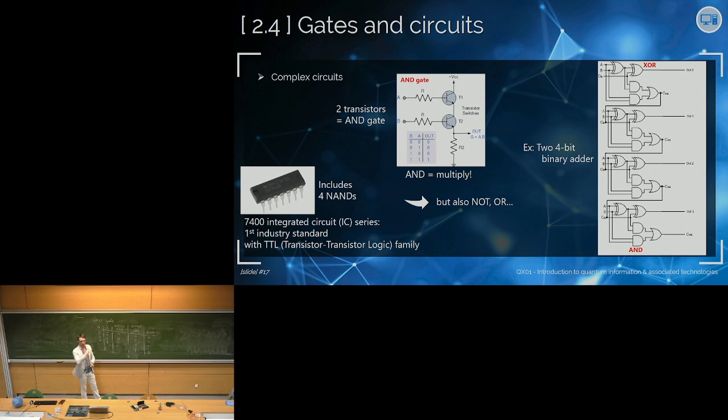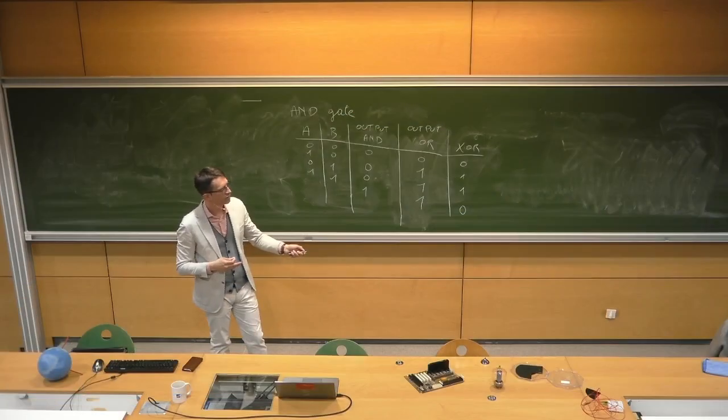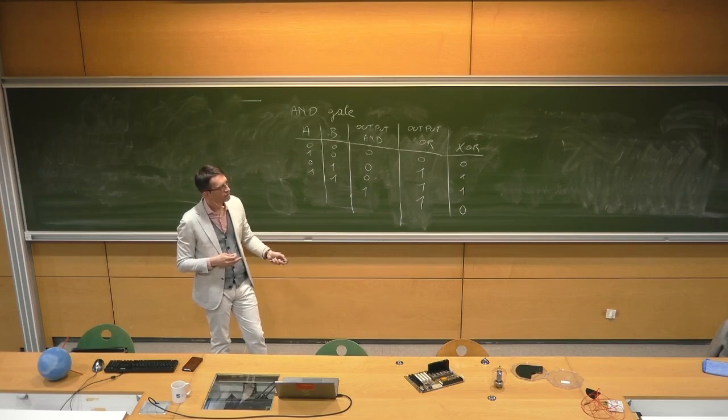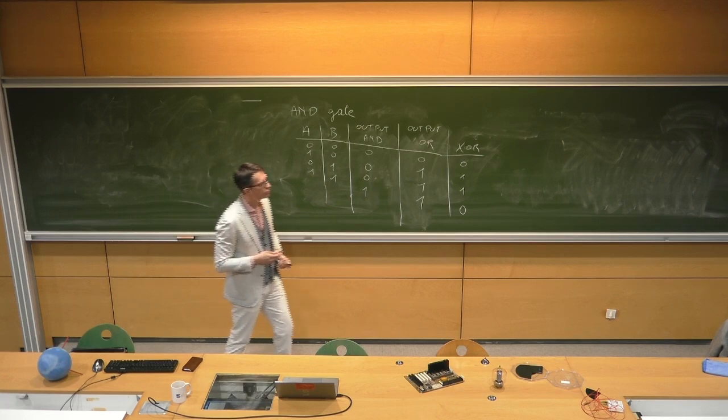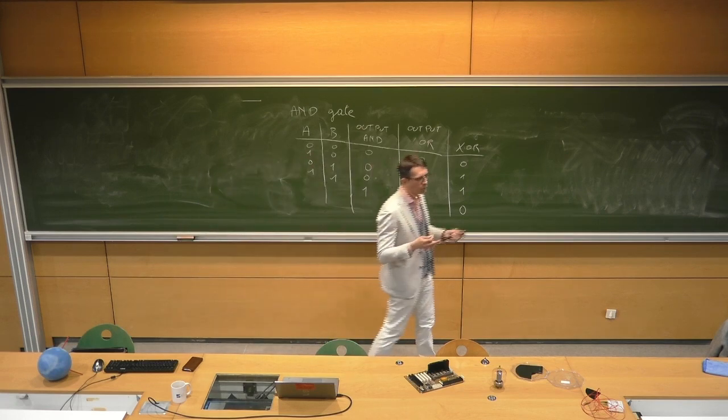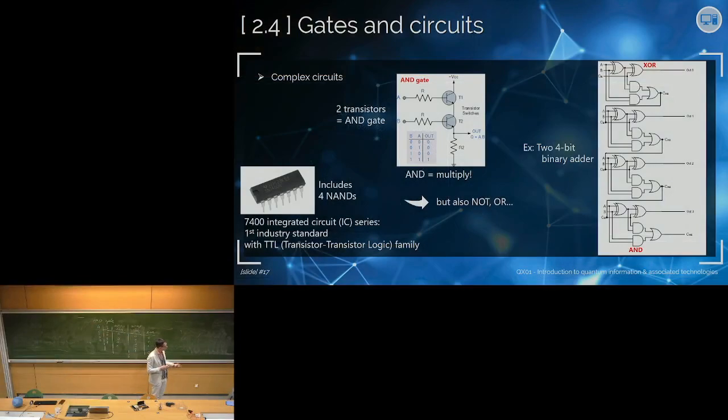Then you have the equivalent for an OR gate, or NOT, and so on and so forth. And then from that, you can make much more complex circuits. So for instance, you can go then to integrated circuits. This is perhaps one of the most famous ones, the so-called 7400 IC series. This was developed by Texas Instruments.